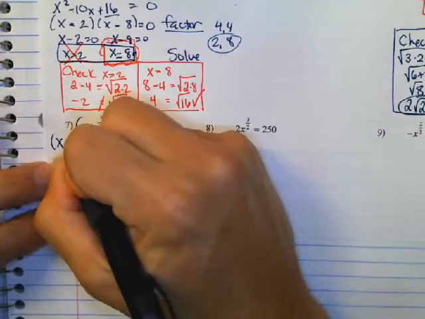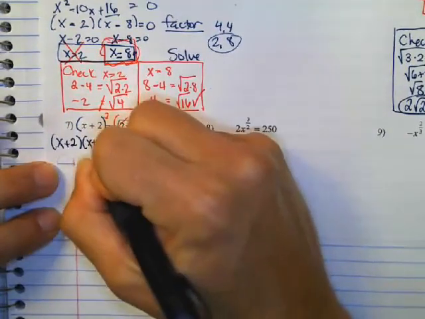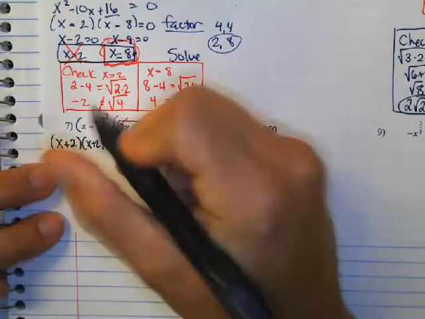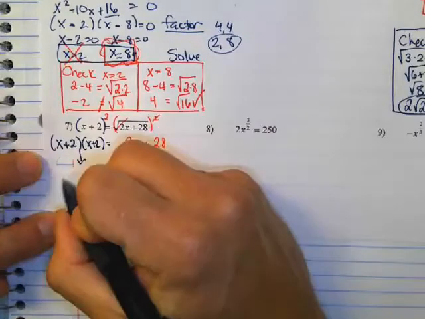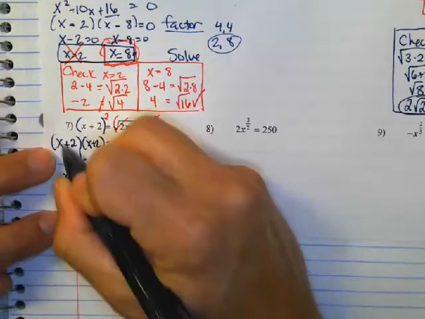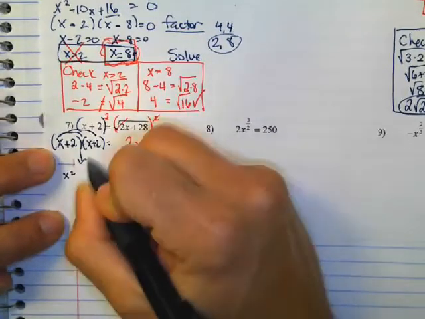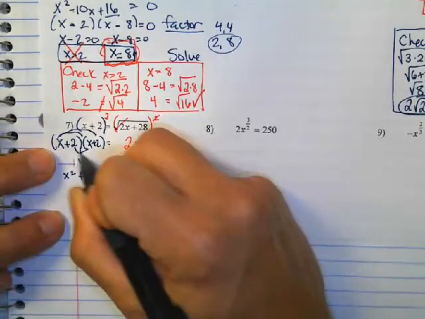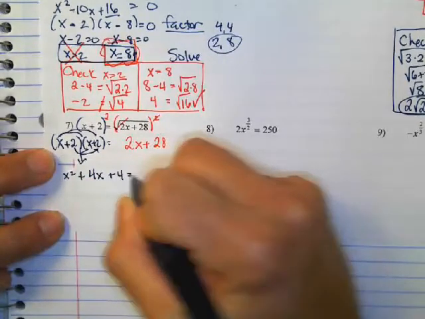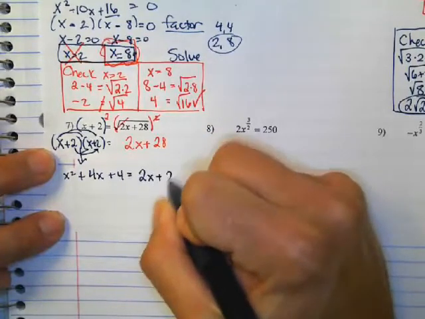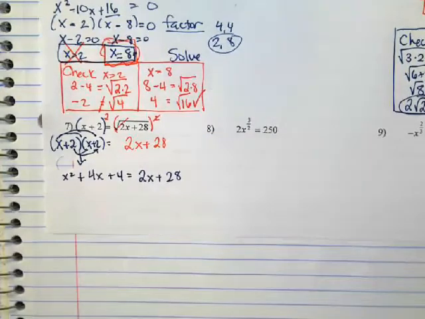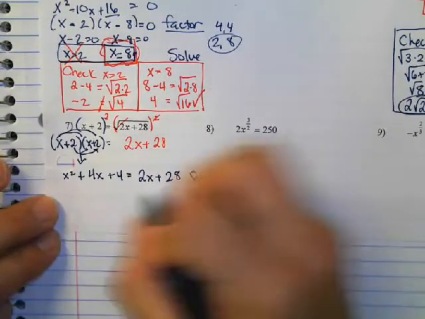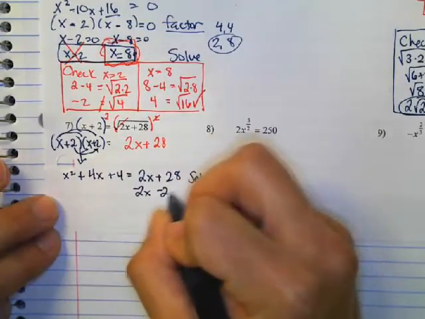But for number 7, when I square the left side, I have to FOIL. Some of you guys might remember the pattern, but if not, you're just going to have to multiply it out. So this would be x times x, x times 2, 2 times x, so 2x and 2x would make 4x, and then 2 times 2 would be 4. Okay, I have a quadratic, so it has to be set equal to 0. So I'm going to subtract 2x, and I'm going to subtract 28.